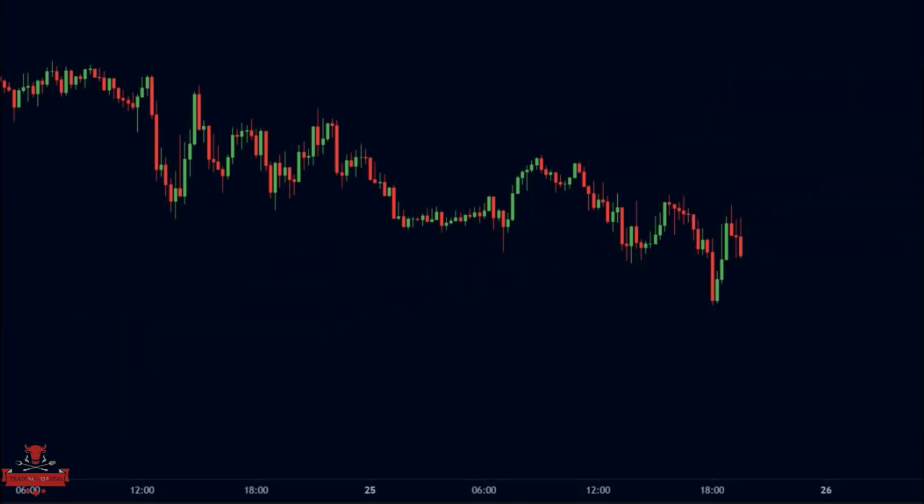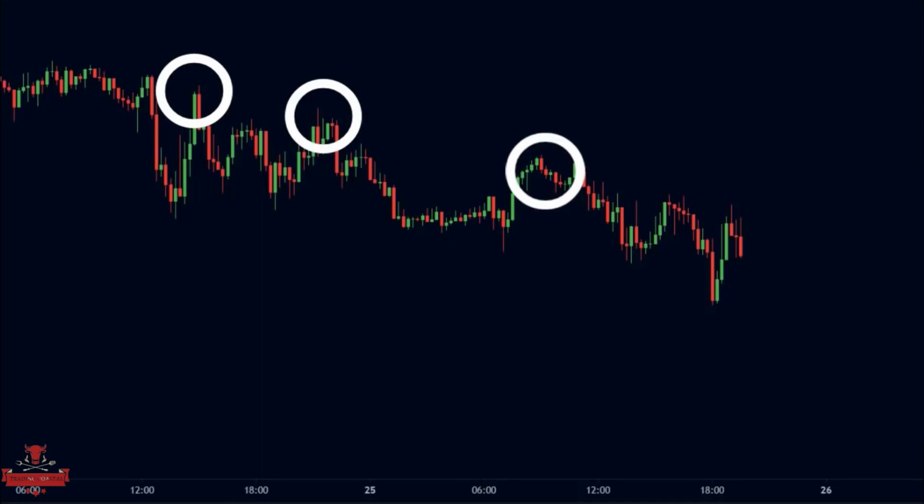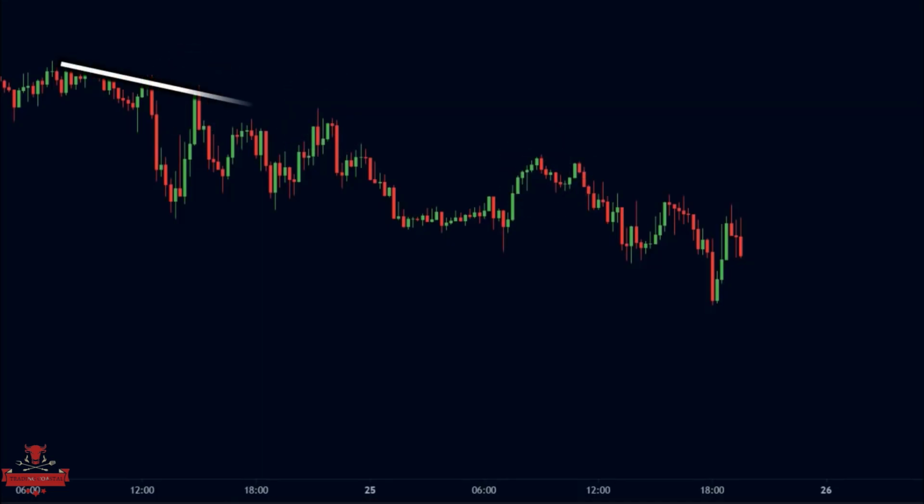Let us now look at a sell trade. Here we can see that the stock is in a downtrend as it is making lower highs and lower lows. So, we identify the swing points on the chart and mark the trend line. Now look at this point.